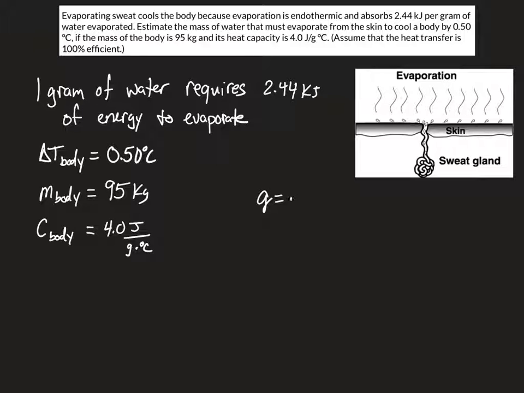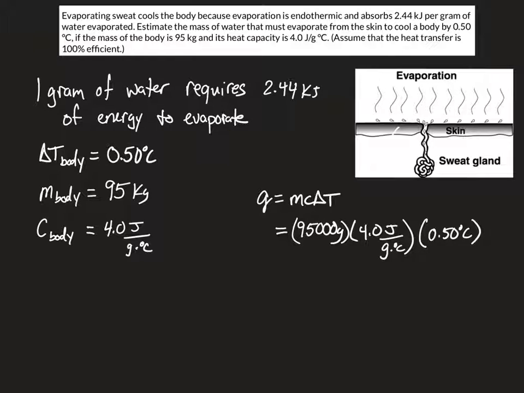So we can calculate the energy change by using Q equals mcΔT. We're going to use the mass of the body converted to grams. We're going to use the specific heat of the body in joules per gram degrees Celsius, and we're going to use the temperature change of the body. Now this heat is going from the skin into the water, which is what's giving the water enough energy to evaporate. We're going to cancel out the units because we're paying attention to make sure that all of our units line up before we calculate.